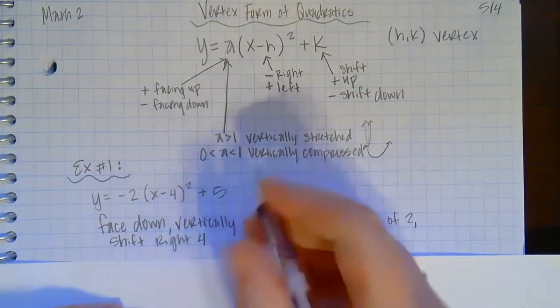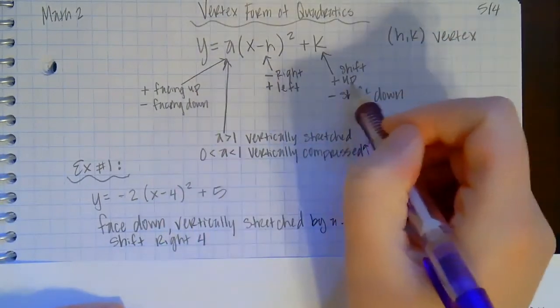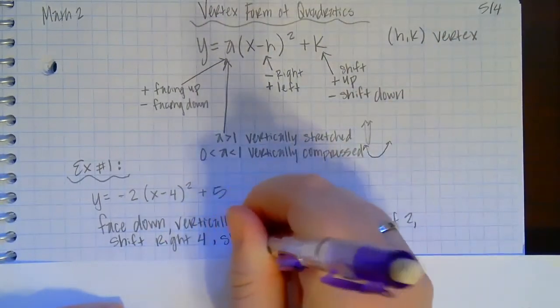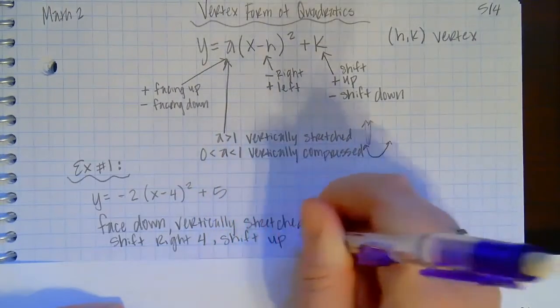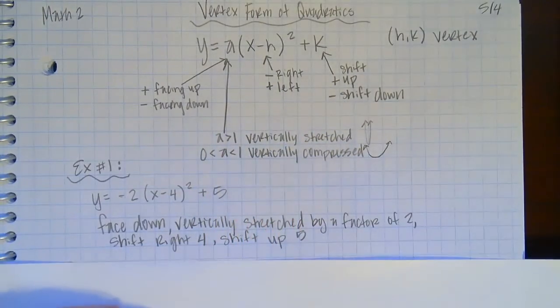And then this is +5. So that's over here. If it's positive, it's shifting up. So shifting up 5. Okay.